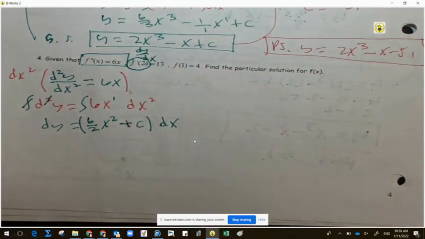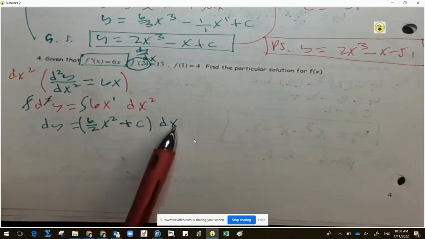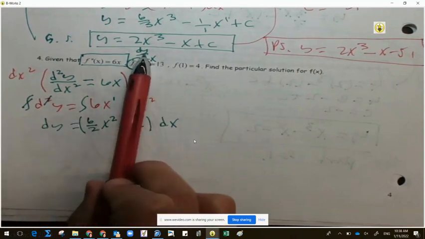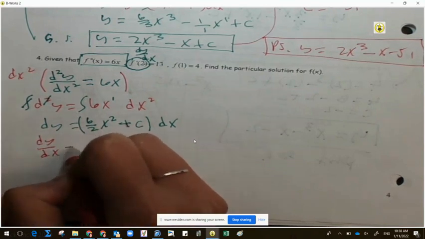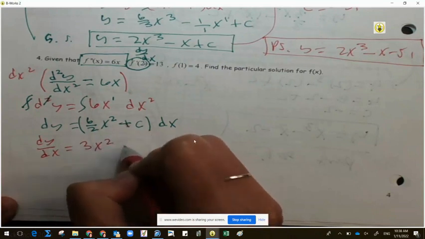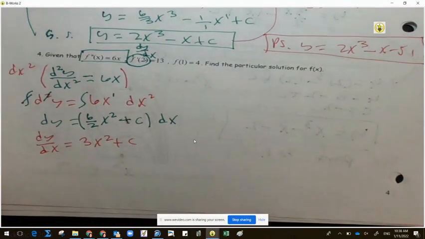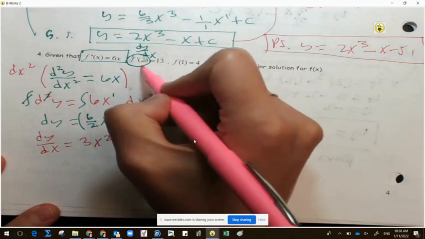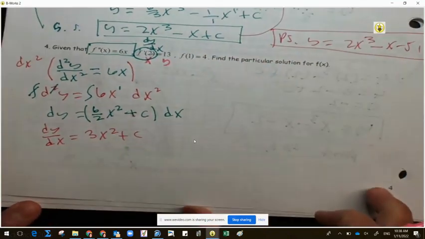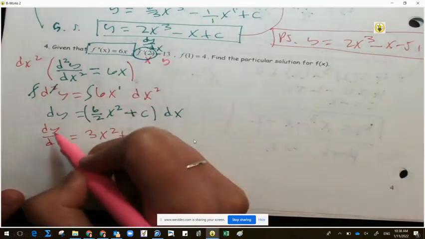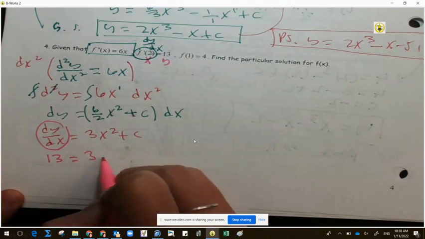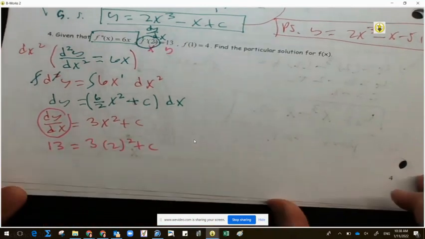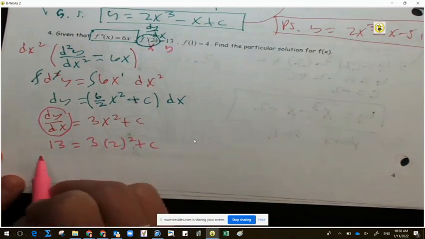So at this point, I want you to notice something. Can I relocate this equation to make it look like dy over dx? I could rewrite this and say dy over dx is equal to, I think I'm going to go ahead and simplify. I guess you don't have to. And what we can actually do is the following. I can plug in the 2 for the x, 13 for the y. And by 13 for the y, I mean for all dy over dx. So we know we have 13 is equal to 3 times 2 squared plus c.